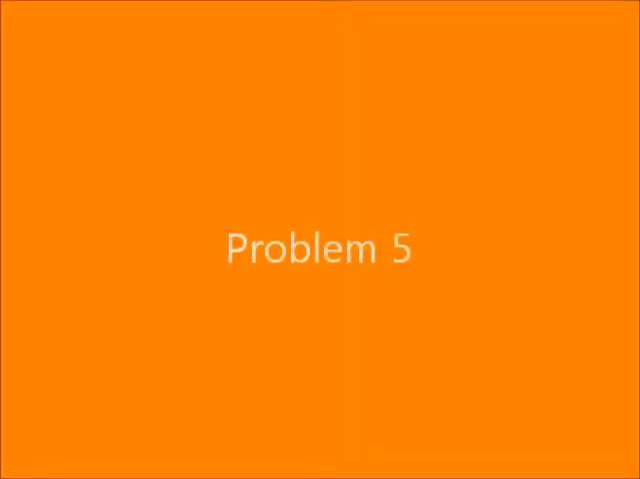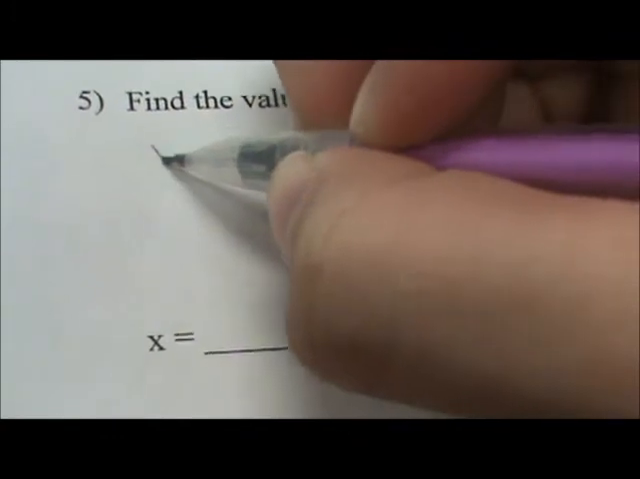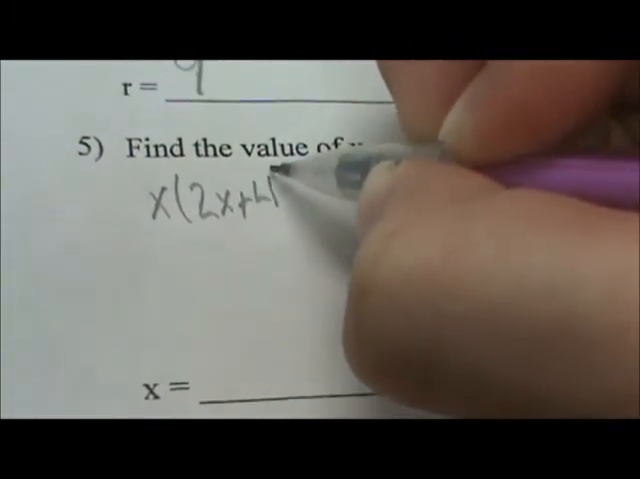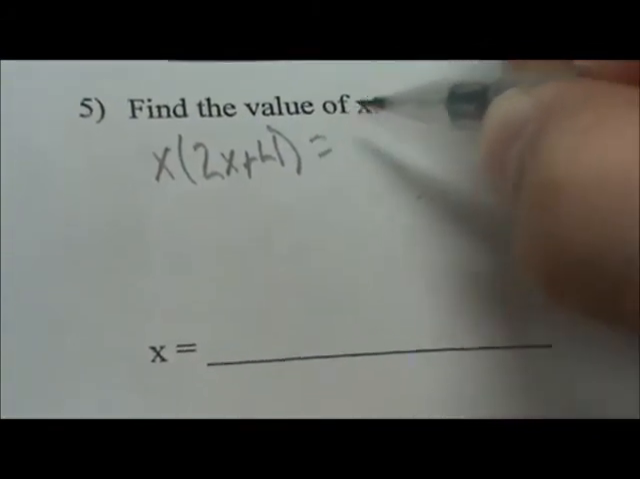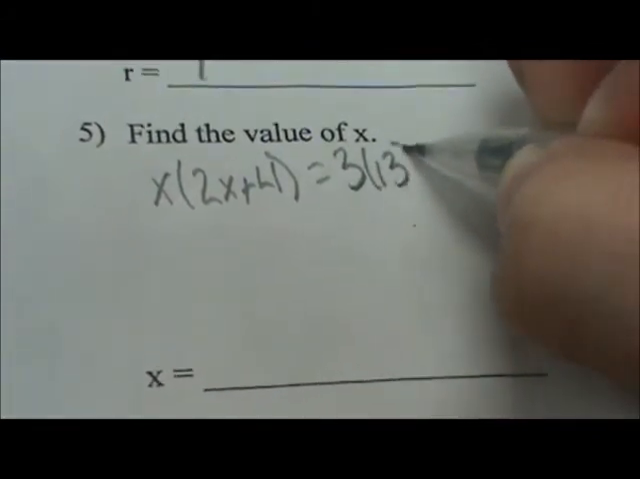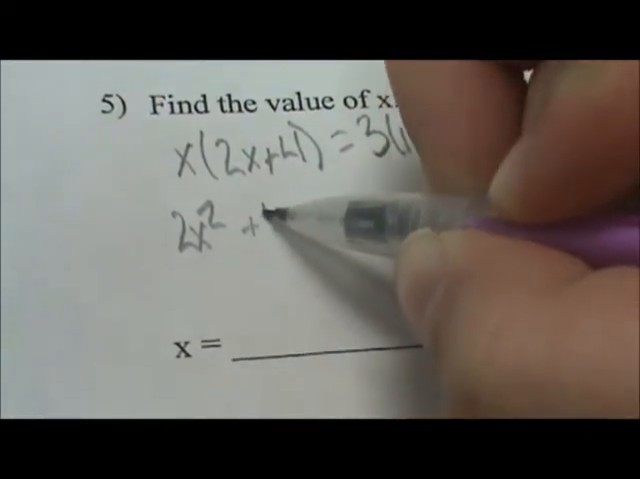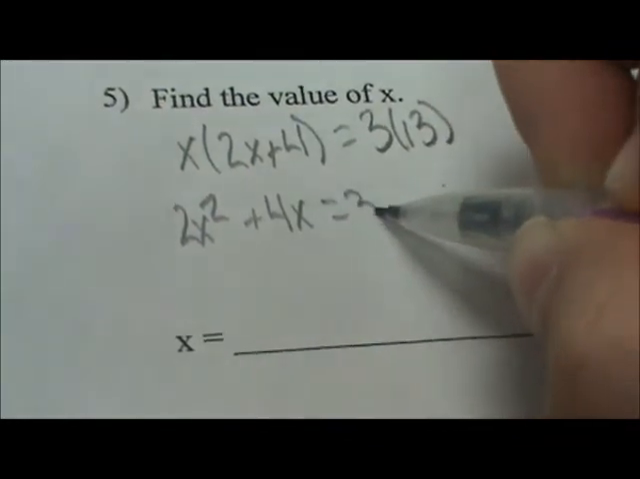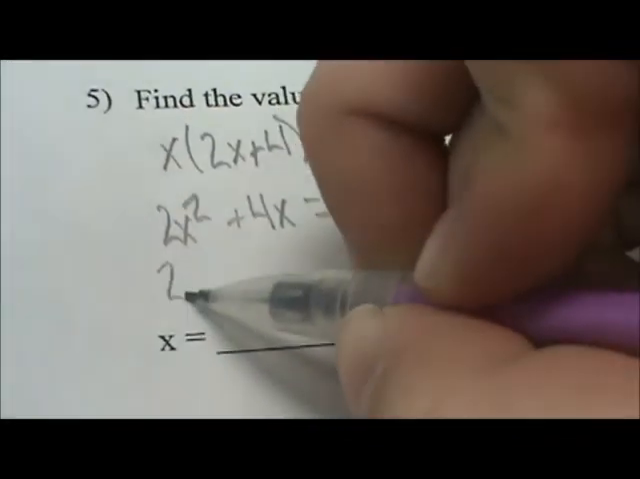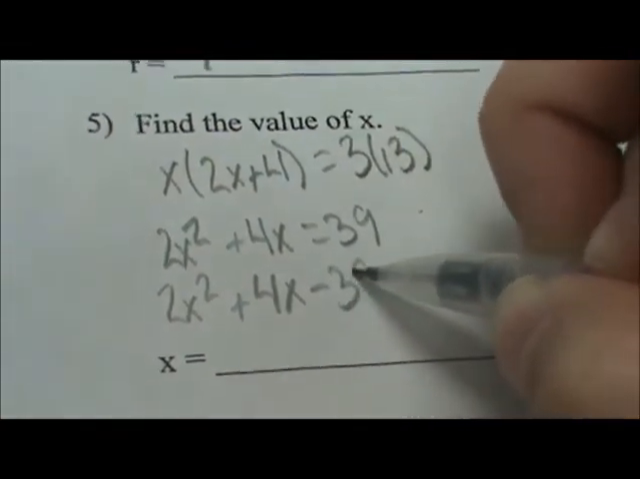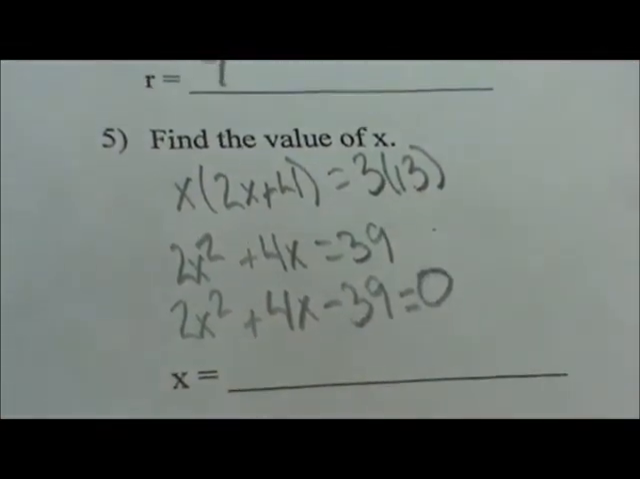Okay, we are starting with problem 5 now. So we're trying to find x. So we can say x times (2x plus 4) is equal to 3 times 13. So when you distribute the x, you get 2x squared plus 4x is equal to 39. And then you get 2x squared plus 4x minus 39, because you need to get it equal to 0. So then you have your a, b, and c values.